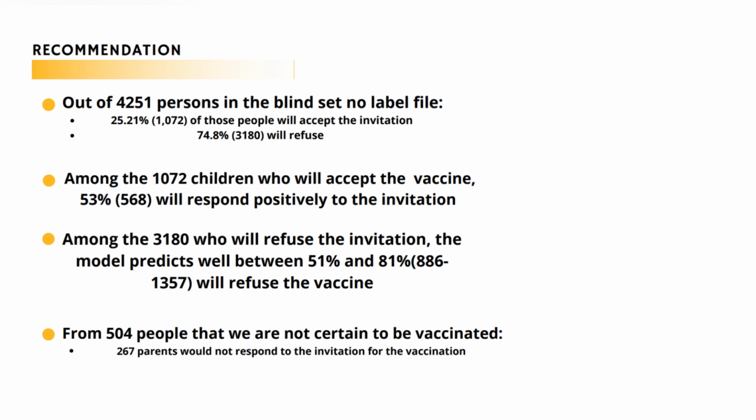On the other hand, among the 3,180 who will refuse the invitation, the model predicts well between 51 and 81% of the cases, which means that we are confident that between 886 and 1,357 of them will refuse the vaccine.